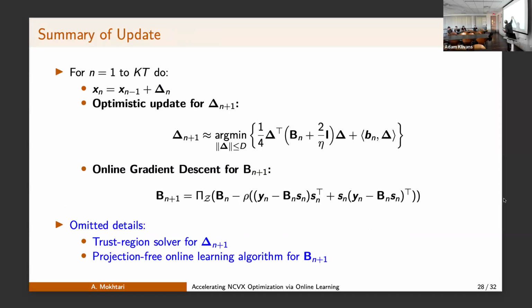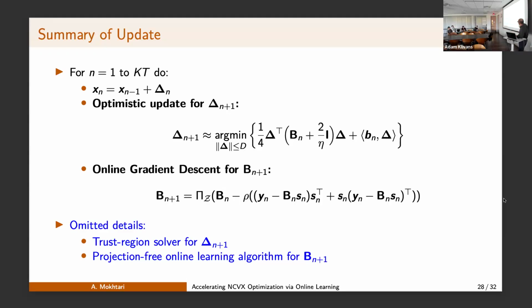The next point, at time t plus 1, is going to be the solution of this first-order regularized problem, which is a quadratic subject to a norm constraint. And then you update B using this. There are so many details that I basically didn't cover. Number one is I didn't mention how to solve this first-order regularized problem. What is the cost of that?